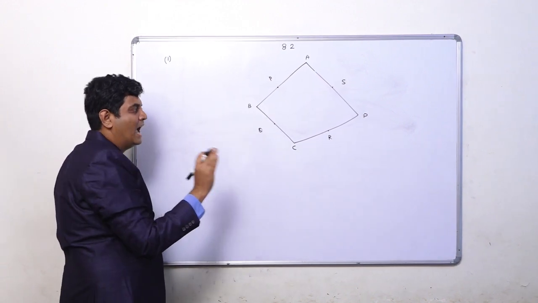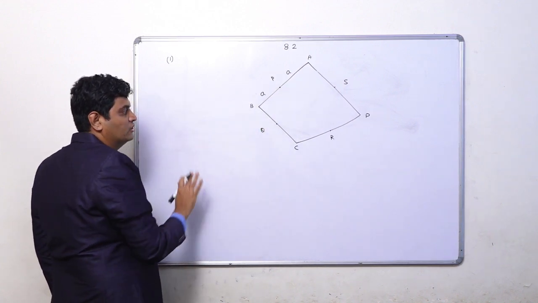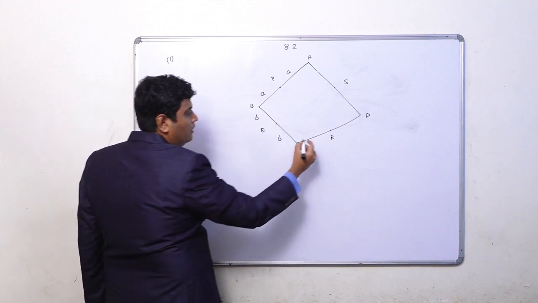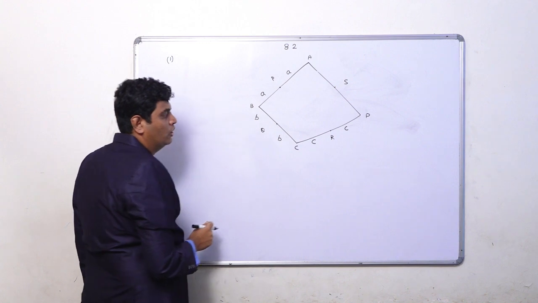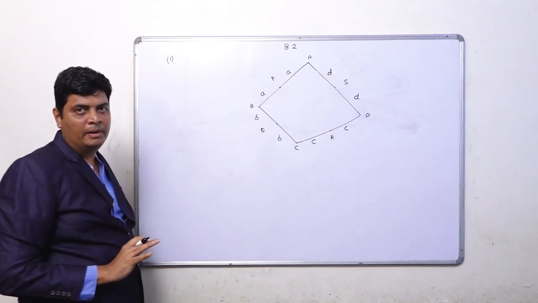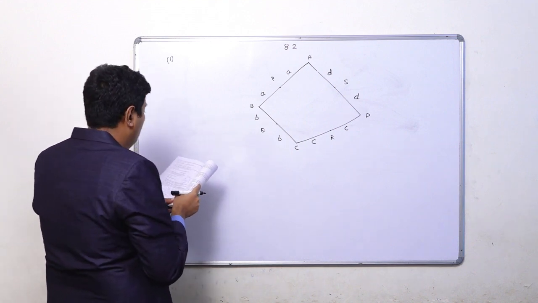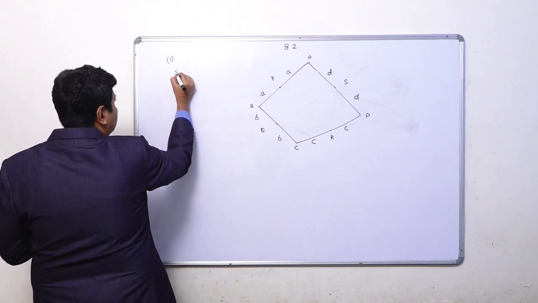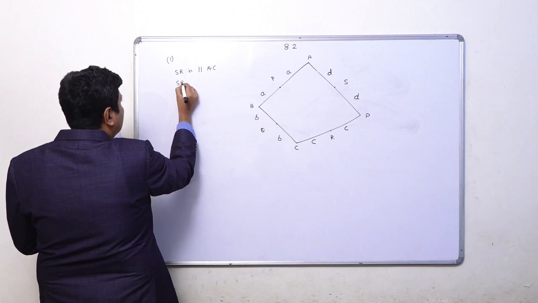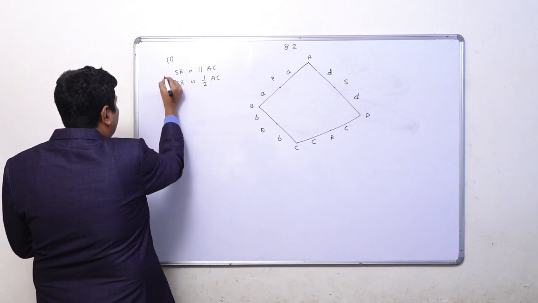Whenever a midpoint is given, I will mark the two parts equal. This part I will name A, so this also becomes A because it is the midpoint. This is B, so this is also B because Q is the midpoint. This is C and this is C, and this is D and this is also D because S is the midpoint. Simple. Now, AC is a diagonal. You have to show that SR is parallel to AC and SR is half of AC. This you have to prove first.